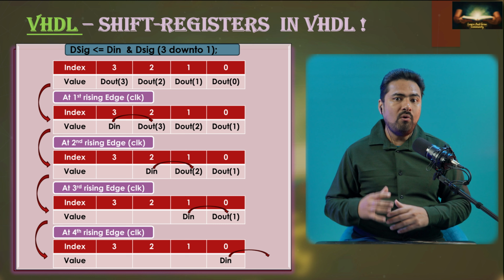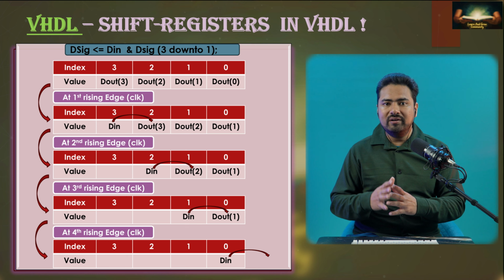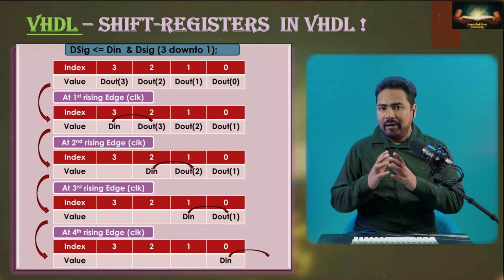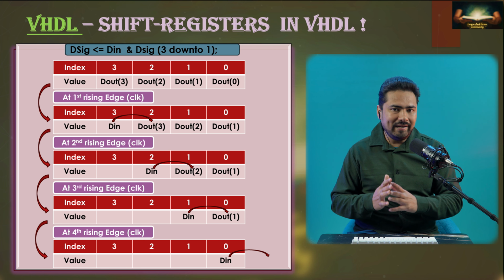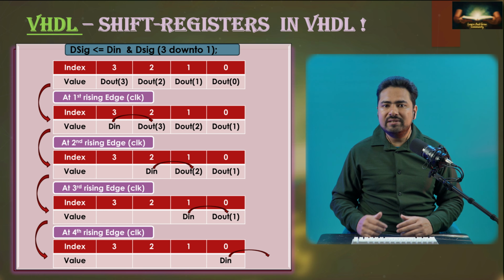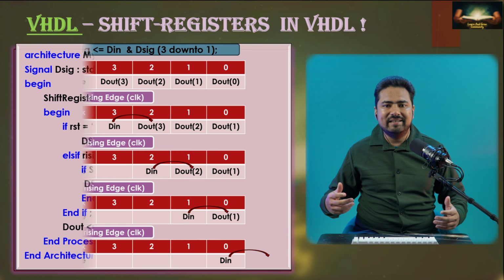So this is how our single line of code worked as a shift register. And because you have used generics in your design, you can use this with the length of any signal.